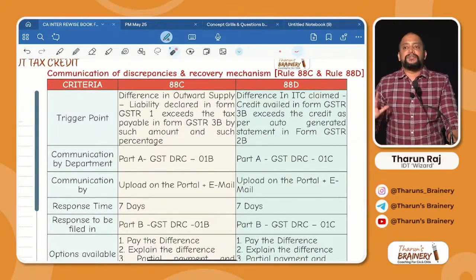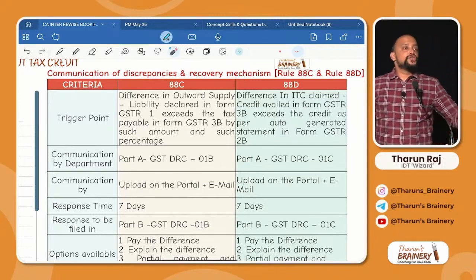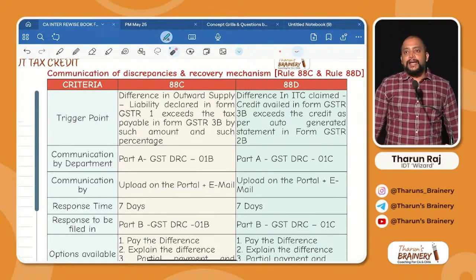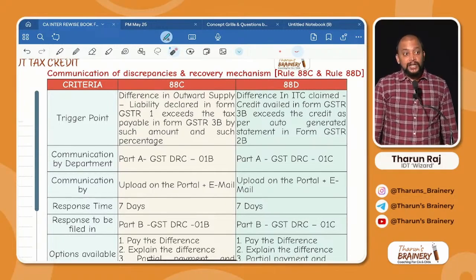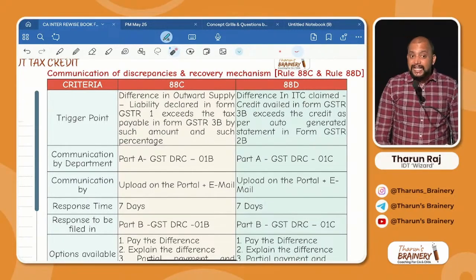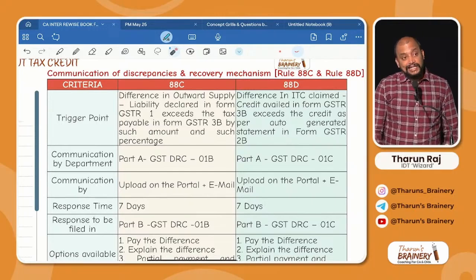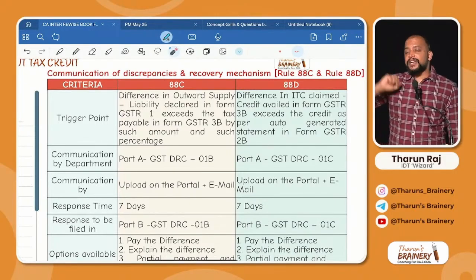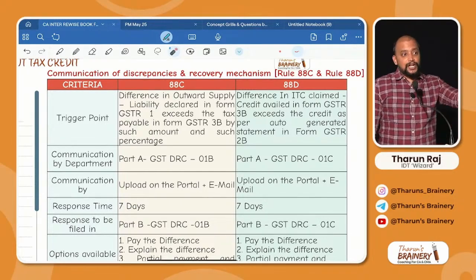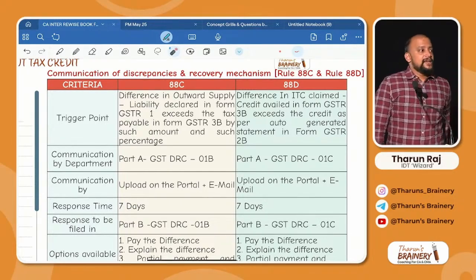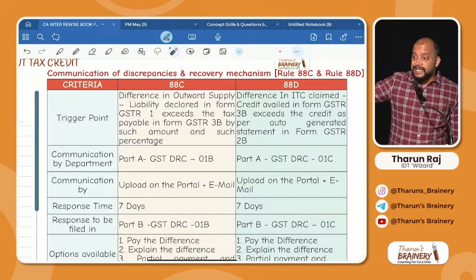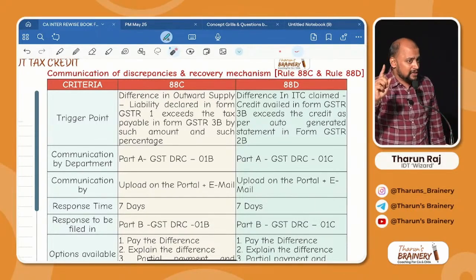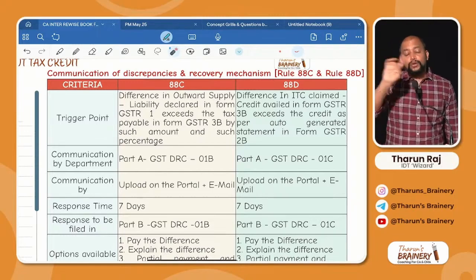Now what is the difference between 88C and 88D? The difference is in the situation. In 88C, what will happen? Supplier reported more liability in GSTR 1 but paid less liability in GSTR 3B. So Rule 88C will come into picture. When will 88D come into picture? The recipient, not the supplier, the recipient availed more ITC in their 3B than in their 2B. You got it? Next.